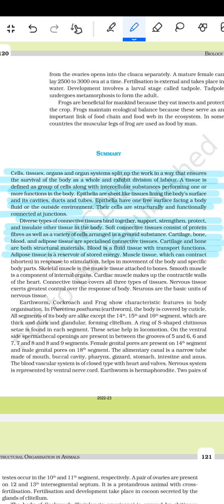Muscle tissue, which can contract, shorten in response to stimulation, helps in the movement of the body and specific body parts. Skeletal muscle is the muscle tissue attached to the bones. Smooth muscle is a component of the internal organs. Cardiac muscle makes up the contractile walls of the heart. Connective tissue covers all the types of tissue. Nervous tissue exerts the greatest control over the responses of the body. Neurons are the basic unit of the nervous tissue.